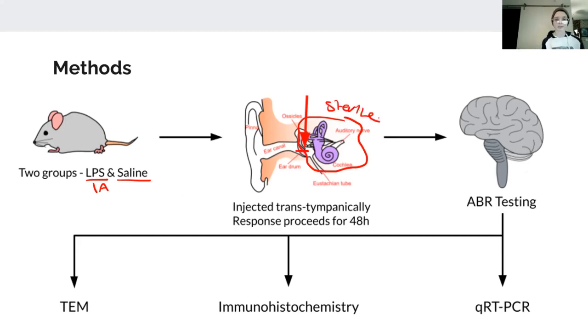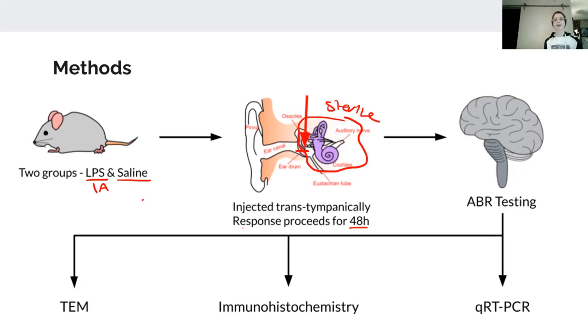And we let that response proceed for 48 hours. The reason we had to inject both of them is because injecting across the tympanum is going to be an inherently inflammatory process in both of these mice, the one that receives the saline and the one that receives the lipopolysaccharide. And we don't want to compare the one that receives the lipopolysaccharide to something that didn't actually have any inflammatory response at all, because the way we're introducing it is inherently a bit invasive, right? And so we let this response proceed for 48 hours, 2 days, just to let all of the inflammatory processes proceed and let its infection response happen.